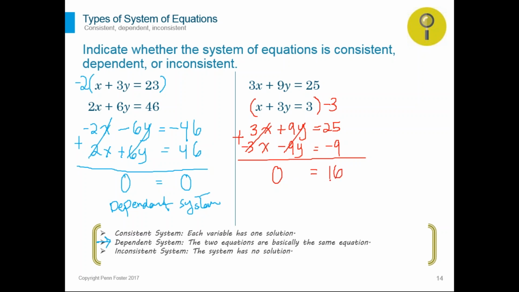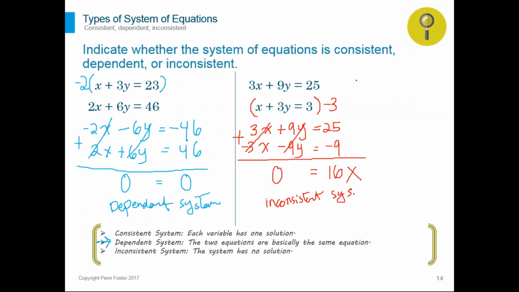Now, is this statement true? Is 0 equals to 16? That is not true. This statement is not true. So if you solve the system of equations as you normally do, and you end up having an incorrect statement, that means that this system is not solvable. There's no solution to x or y. So we call this system, in that case, an inconsistent system. Inconsistent system, meaning that there is no solution for this system.